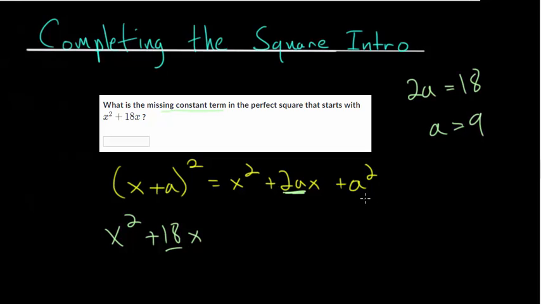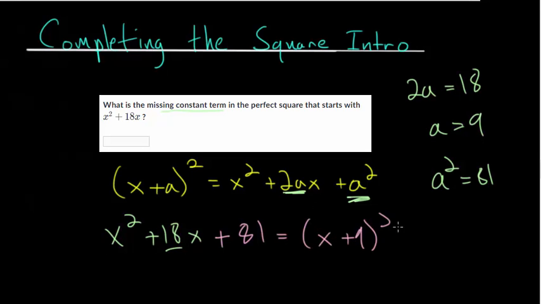And the number that we have to add, that missing constant term, that's a squared. So a squared in this case is 81. So if we rewrote this as x squared plus 18x plus 81, then we could factor this as a perfect square. This is really just now (x + 9) squared.